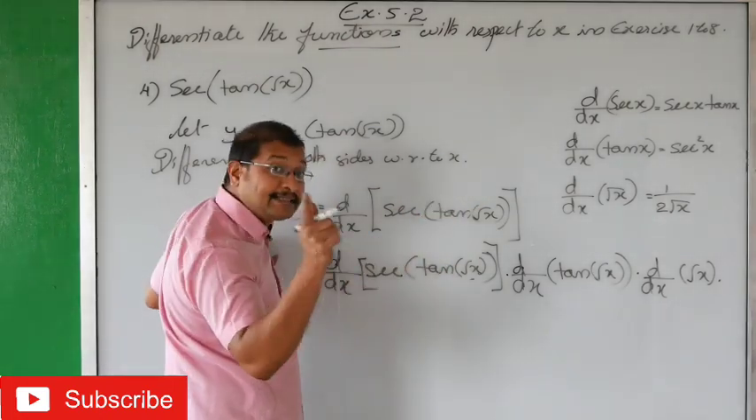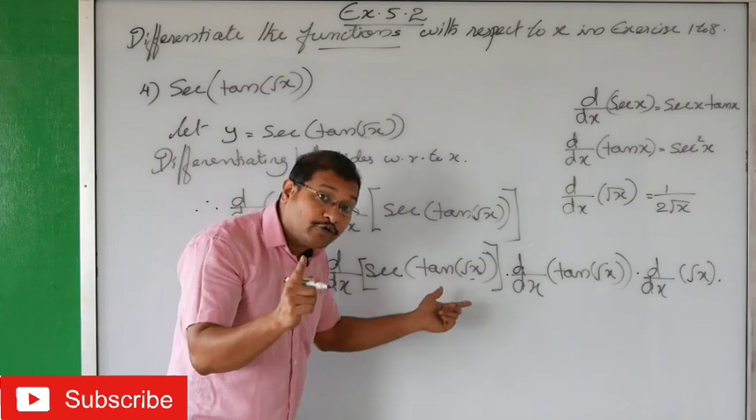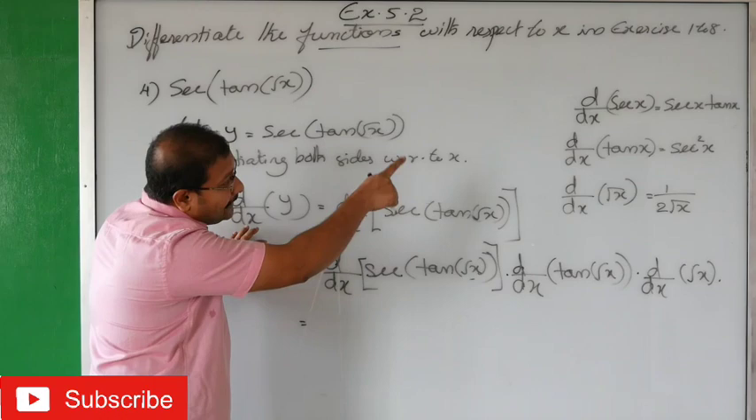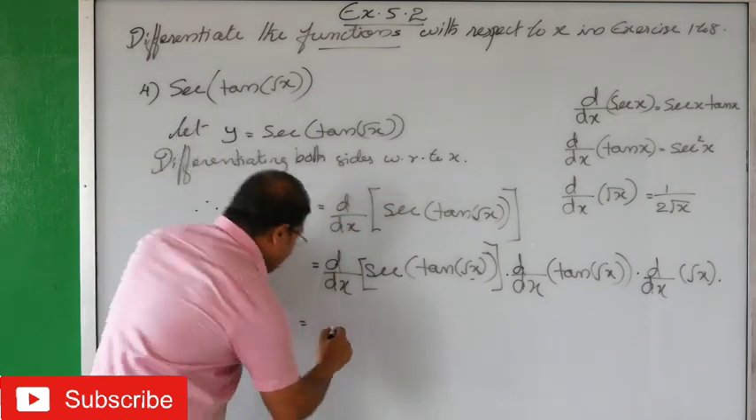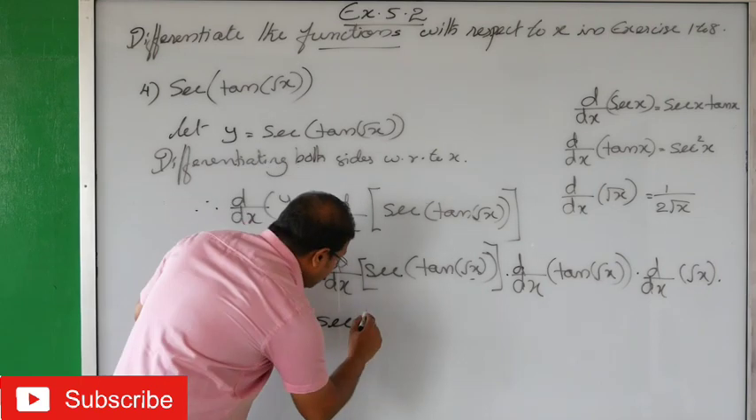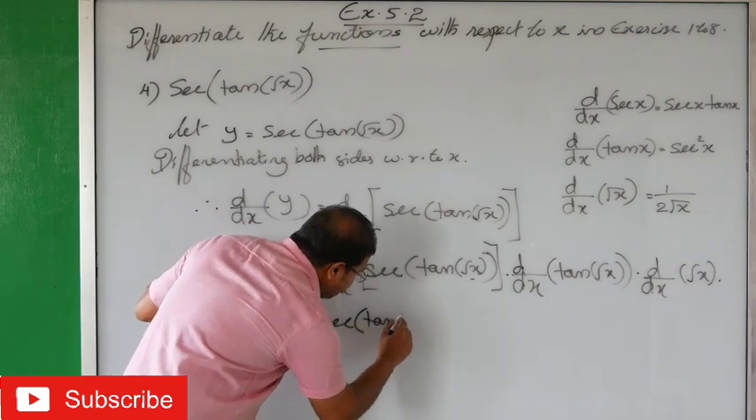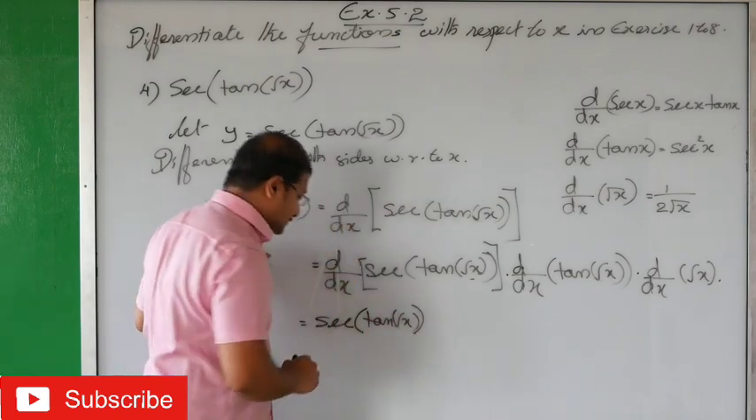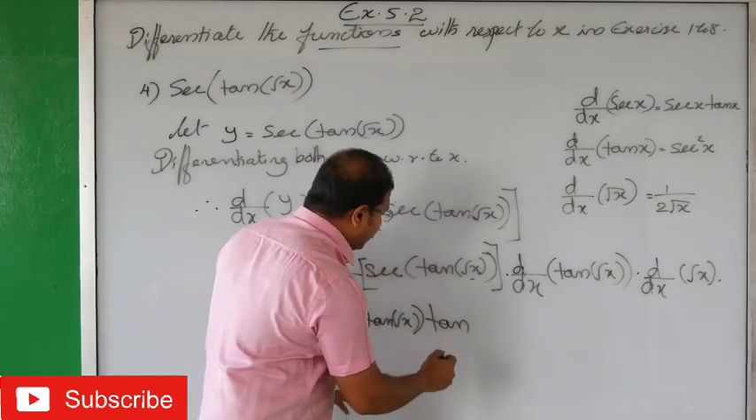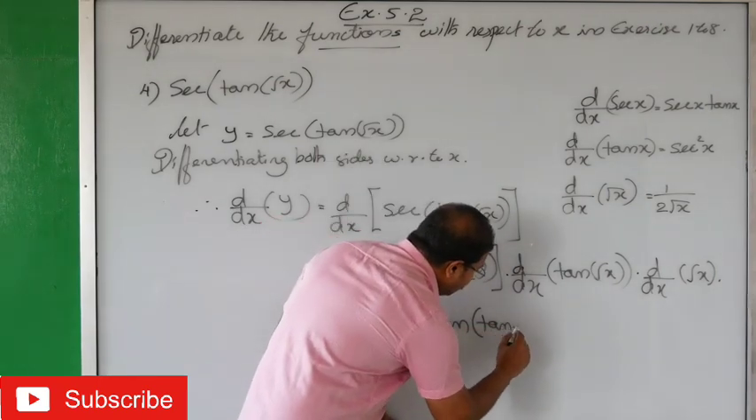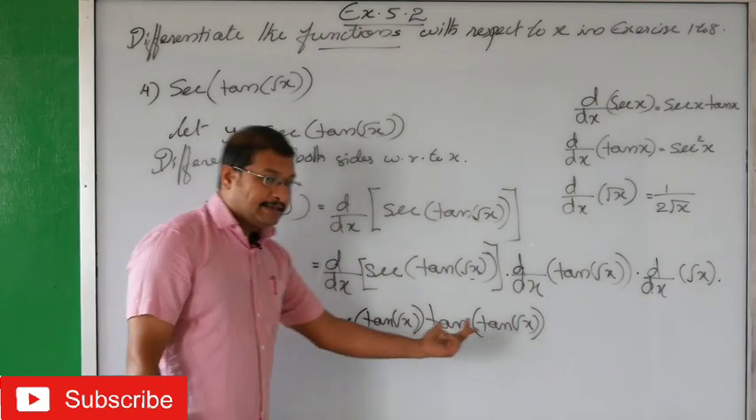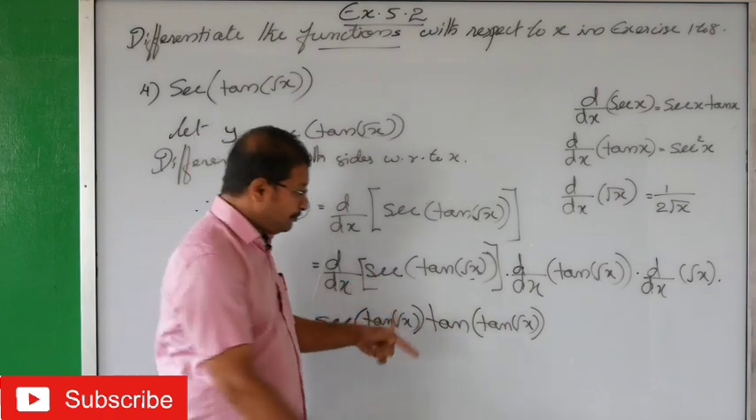Now, derivative of sec x. Sec x is sec x tan x. Ready? So in place of x, what do you have to write? Tan root x. Ready? So we'll write now. Derivative of sec x equals sec x tan x. That means we'll write sec, in place of x, what will you write? Bracket tan root x. This is sec x tan x. Tan, in place of x, what will you write? The entire tan root x we have to write. This is sec x tan x. This is the first part derivative.